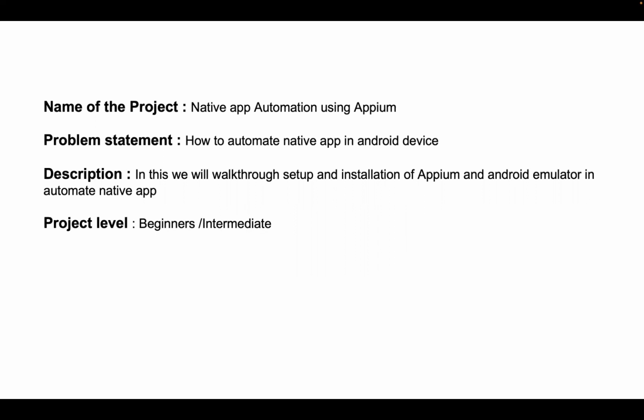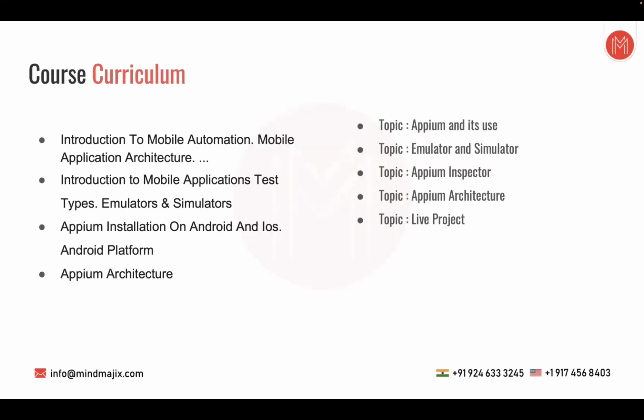The description is that we will walk through the setup and installation of Appium and the Android emulator to automate a native app. We will try to automate any native app with the help of the Android emulator, and the project level is for beginners and intermediates. So let's go to the next slide.